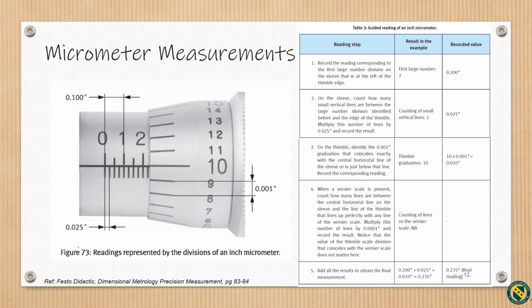And then on the thimble, we identify the 0.001 inch graduation that coincides exactly with the central horizontal line of the sleeve, or just below that line, recording the corresponding reading. So the thimble graduation here is 10, and the measurement is 10 times the resolution 0.001, or 0.01 inch. We don't have a vernier scale in this case, but from those previous measurements, we add them all up and we get the final reading 0.235 inch for this micrometer.